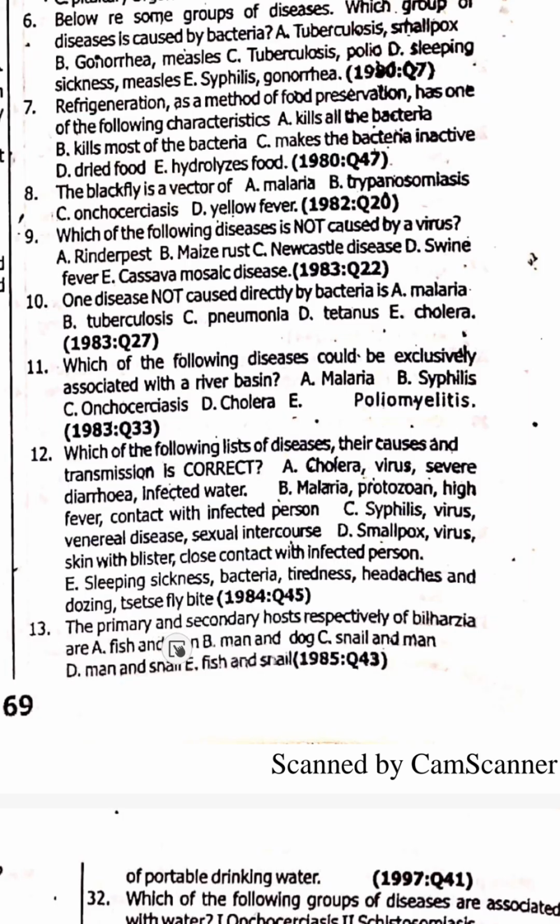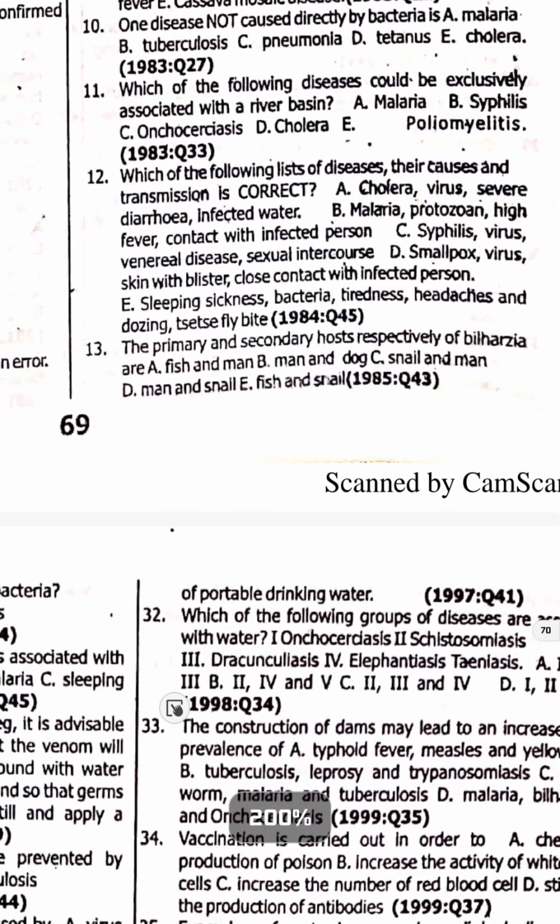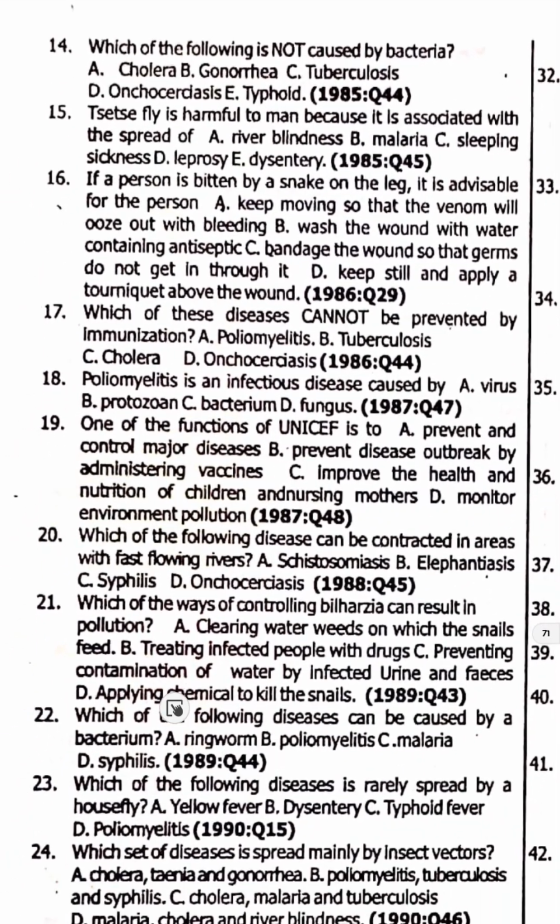Number 13, the primary and secondary host, respectively, of Schistosoma. 13 is option man and snail. Man is the primary host, snail is the secondary host. Don't forget, we touched this one when we started. The next one, number 14.